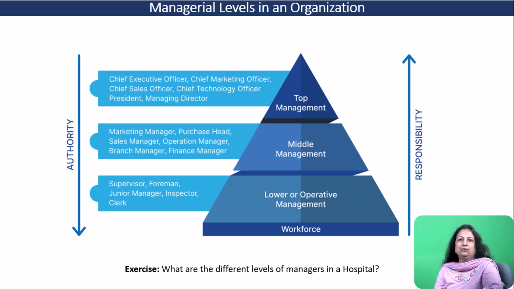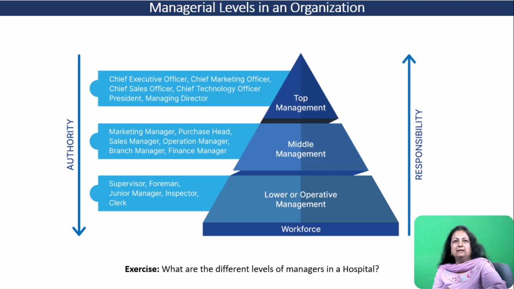So if we really look at it, at the bottom is the workforce. All of us who are working on the shop floor maybe, and various other departments. We are in the teams, but maybe we are not the supervisors and next level managers. So there are the first level managers, or the lower or operative management. For example, supervisors, junior managers, inspectors, clerks. These are the people who oversee the immediate aspects of the work that is done.